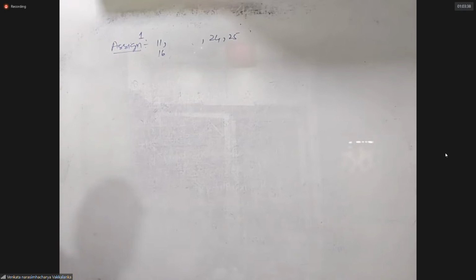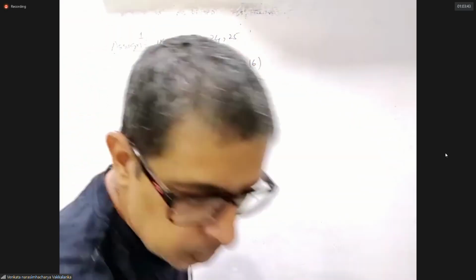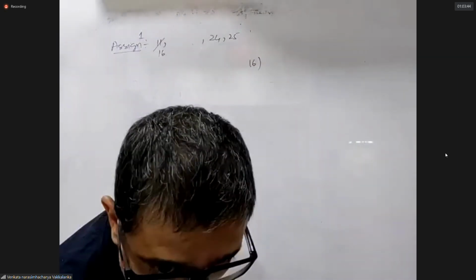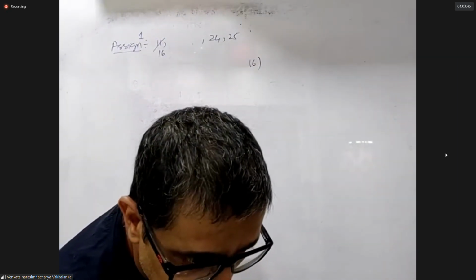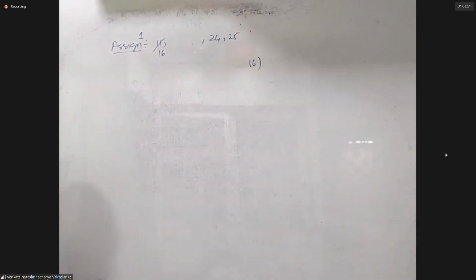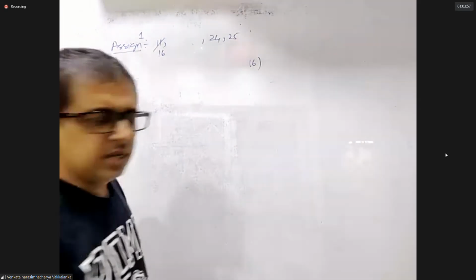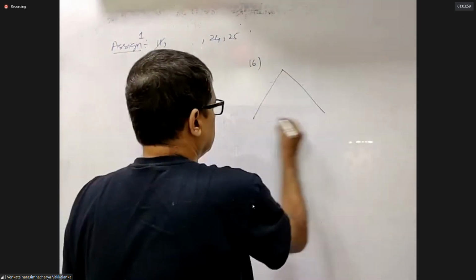Question number 16. Three charges are placed on the three corners of an equilateral triangle. The system is in equilibrium.